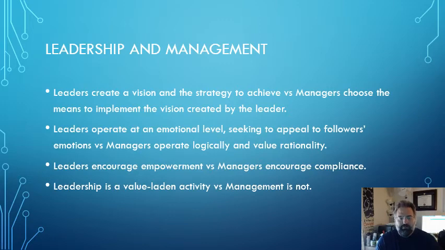Leaders also encourage empowerment, where managers encourage compliance. And what that means is the leaders want people to be able to do what needs to be done, whereas a manager wants them to do what they want them to do. And lastly, leadership is value laden versus management is not. So at a high level, those are the distinctions between leadership and management.